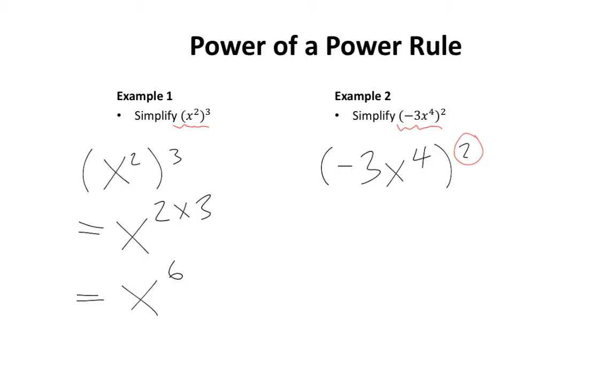Let's first take a look at the coefficient of negative 3. A lot of students tend to make a mistake here. Negative 3 is raised to the exponent of 2, which means you have negative 3 multiplied by negative 3, which gives you positive 9, because 3 times 3 is 9, and a negative multiplied by a negative gives you a positive number. x to the power of 4 to the power of 2, we want to multiply the exponents, and our final answer should be 9x to the power of 8.